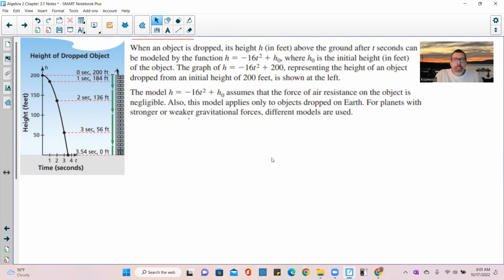The model h equals negative 16 t squared plus h sub 0 assumes that the force of air resistance on the object is negligible. Okay, that's a little bit of physics involved there. We won't worry about that. Also, this model applies only to objects dropped on Earth. For planets with stronger or weaker gravitational force, different models are used.